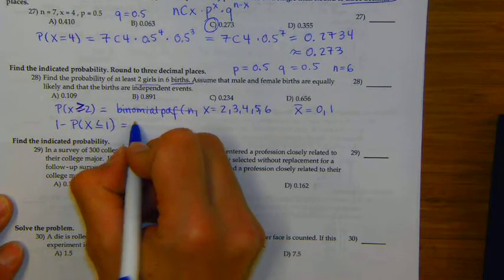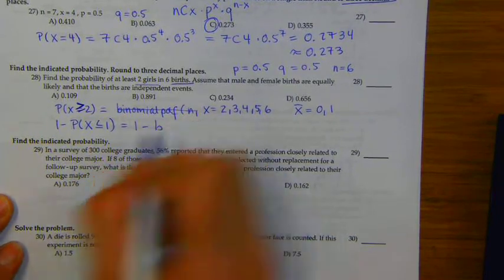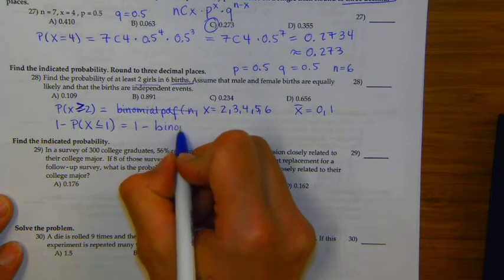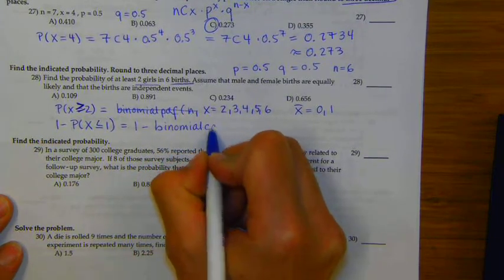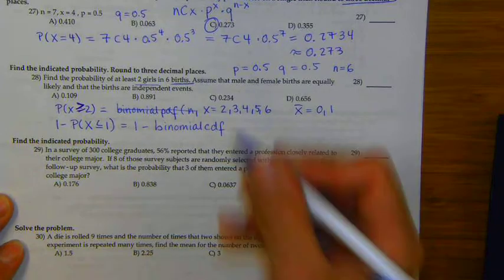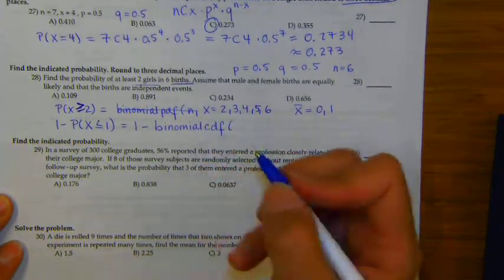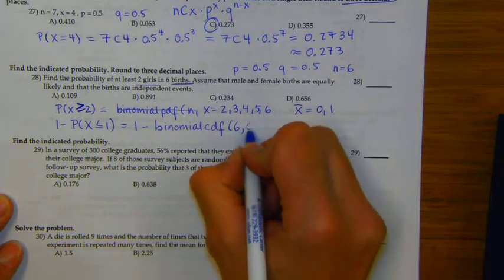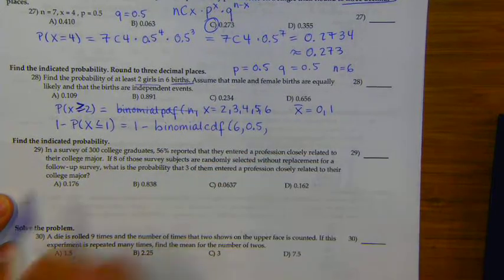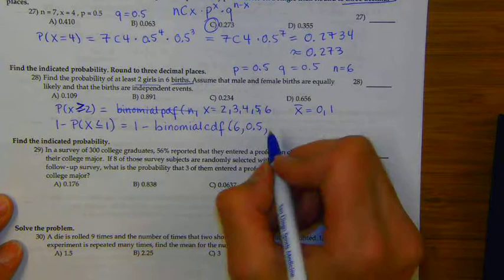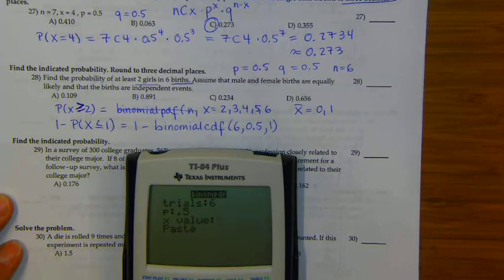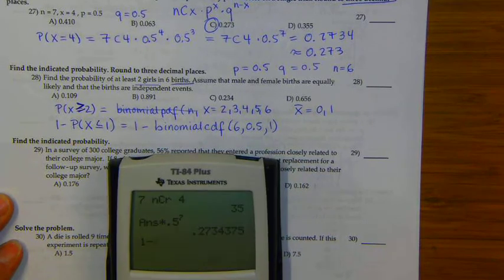So over here we have 1 minus, and this time, since I'm looking for two different probabilities, I can use the binomial CDF instead. For the binomial CDF, I first enter my N, which is 6, then my P, which is 0.5, and then my largest X value that's included, which is 1. So I'm going to put all this in. Let me clear out of this. I'm going to do 1 minus the binomial CDF.